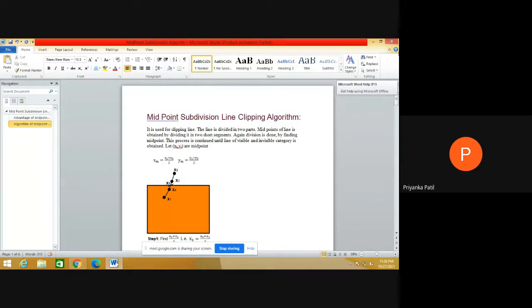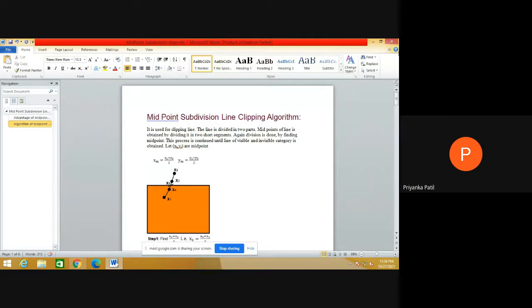The Cohen-Sutherland line clipping algorithm requires the calculation of the intersection of the line with the window edge. This calculation can be avoided by repeatedly subdividing the line at its midpoint. So we need to divide the line equally and find the midpoint of the given line.